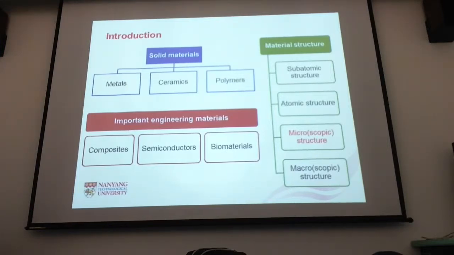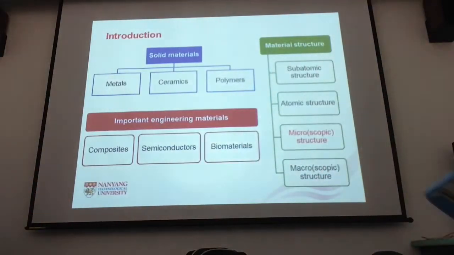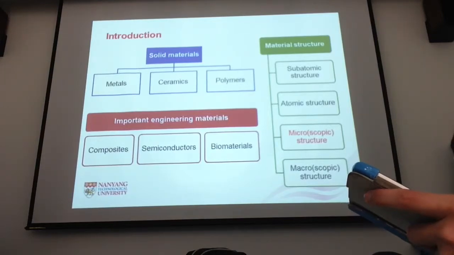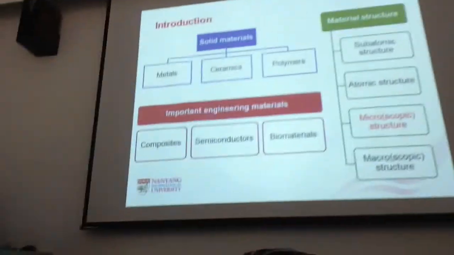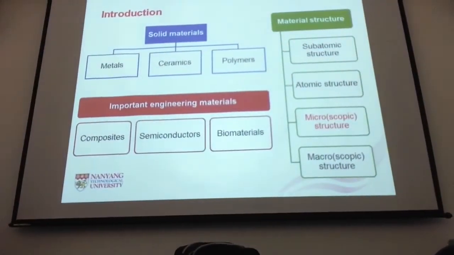From the material structure, there are four levels. The first level is the subatomic structure. In this level, we investigate the materials by electrons, phonons, and so on. The second level is atomic structure. We investigate the materials by atoms or molecules. The third is the microscopic structure, which we investigate today. The last one is the macroscopic structure. We can see it.